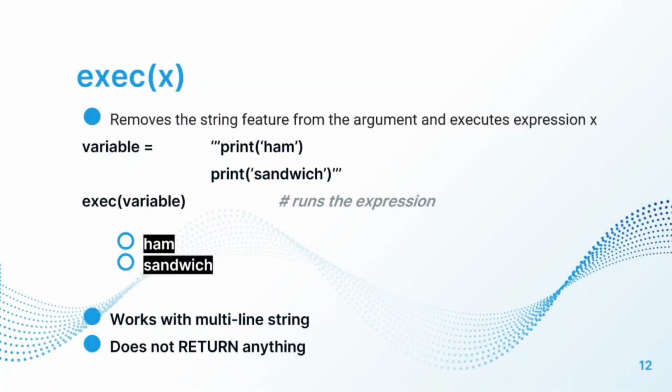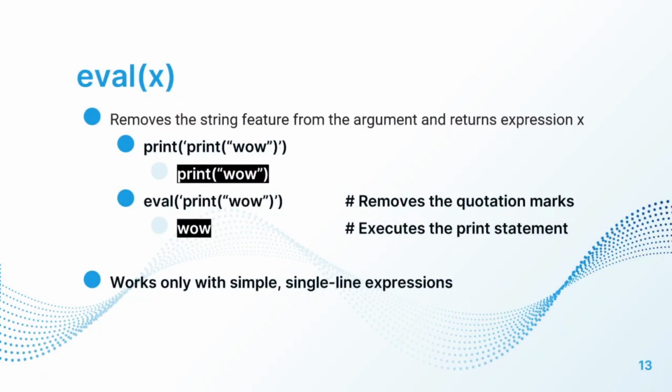The exec function removes the string feature from the argument and treats the argument like code. For example, suppose a variable is assigned the string print ham, print sandwich. This is apparently a string without the power to treat itself like code, but once you use the exec function, it removes the quotation marks and runs the expression. As you can see, it successfully prints ham and sandwich. Note that it works with multi-line strings and also does not have any return value. The eval function, just like the exec function, removes the string feature from the argument and returns expression x. It only works with simple, single-line expressions.